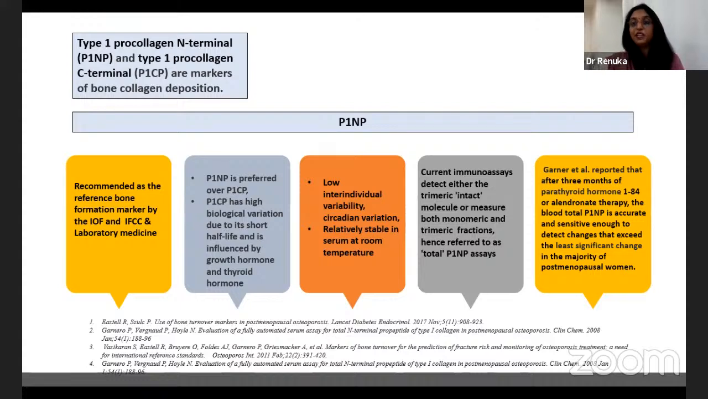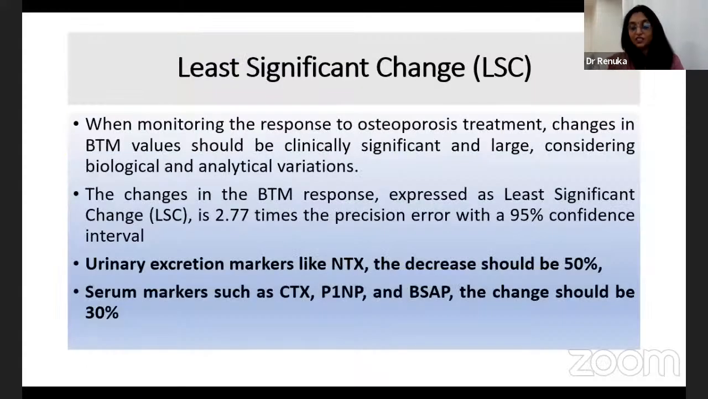Usually we measure the total P1NP. It has also been noted, particularly in patients who have been given anabolic hormones, that it shows a significant increase in the majority of postmenopausal women when we look at the formation markers. That is why these two markers, beta CTX as the resorption marker and P1NP as the formation marker, are markers of choice. However, there might be situations like a patient who has renal failure. There, other markers like tartrate resistant acid phosphatase, TRAP5, are better to use because it is not secreted in the urine and does not cause variation.